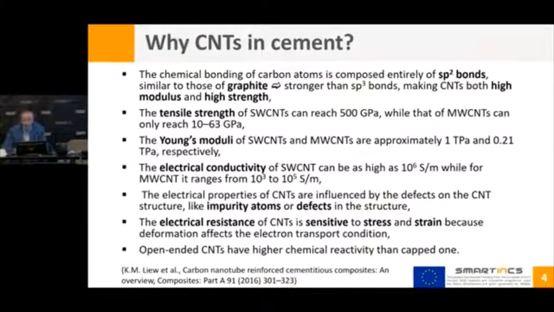At the same time, the electrical conductivity, because of these sp2 bonds, is very high for either single-wall or multi-wall carbon nanotubes. The electrical properties are, of course, sensitive to the presence of impurity atoms and of defects in the structure. And finally, as we have seen during the presentation of Gabriele earlier during this SmartThings meeting, the electrical resistance of carbon nanotubes is sensitive to stress and to strain, so in this case we can obtain piezoresistive materials, so materials that are able to sense either stress or strain.